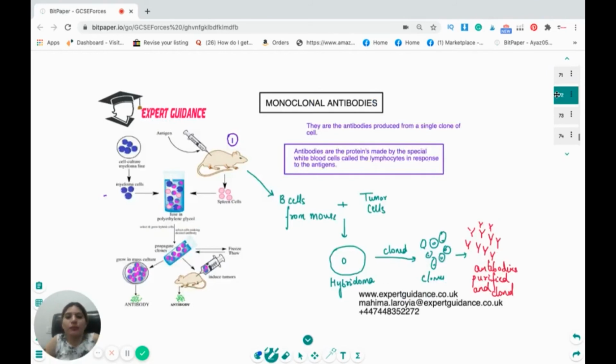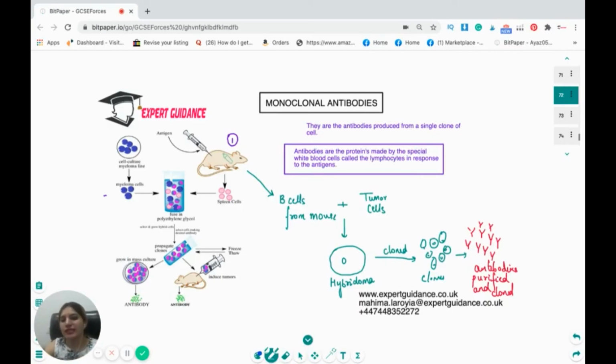Okay, so I hope the plant and animal defense responses are clear to you. Now let's come to the last part. What are monoclonal antibodies? This is a very important exam question. You should know what monoclonal antibodies are and what their advantages are. So monoclonal antibodies are antibodies produced from a single clone of cells. Now, antibodies are produced by white blood cells, and these are the lymphocytes that produce the antibodies. But if we have just one cell that produces all the antibodies, that will be monoclonal.